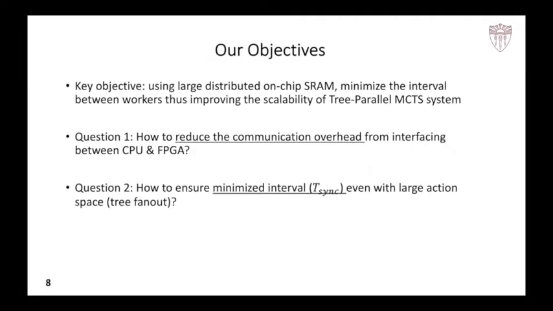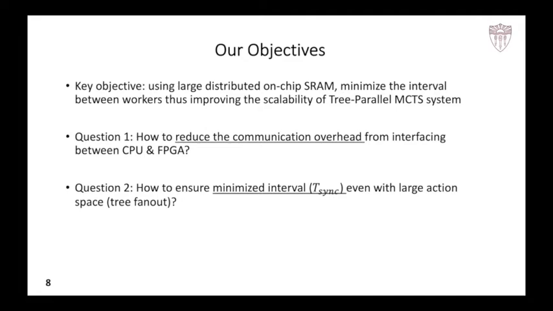This confirms that the interval T-sync leads to a performance bottleneck, especially for a large number of workers. Therefore, our key objective is to minimize the interval between workers, thus improving the scalability of the tree parallel MCTS system by taking advantage of the large and low latency distributed SRAM of FPGAs.